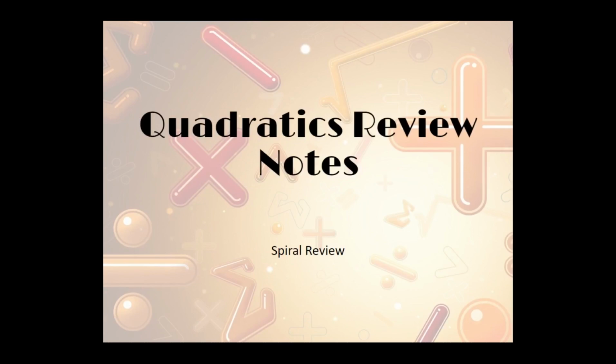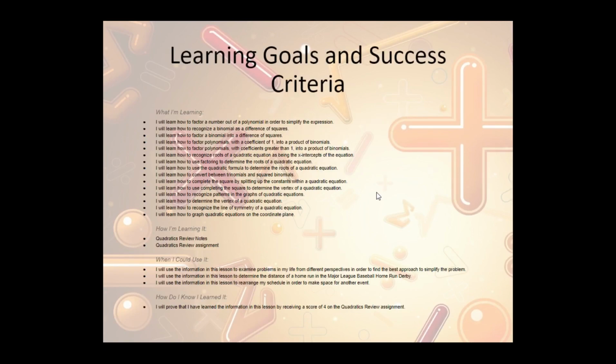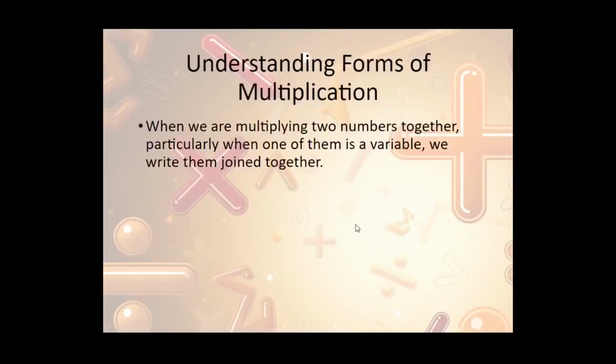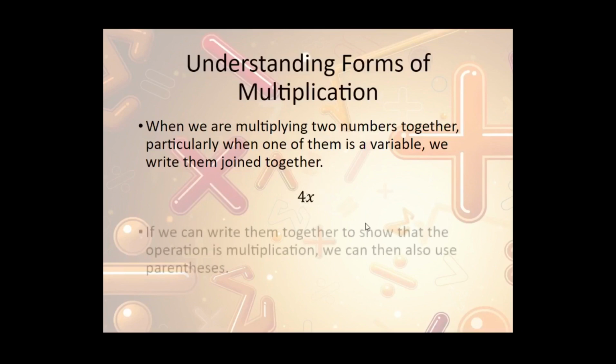Let's take a look now at the Quadratics Review Notes. The notes begin with the learning goals and success criteria. Understanding multiple forms of multiplication. So when we are multiplying two numbers together, particularly when one of them is a variable, we write them as joined together. So we write them like this. So we're multiplying 4 times x. So we write them joined together.